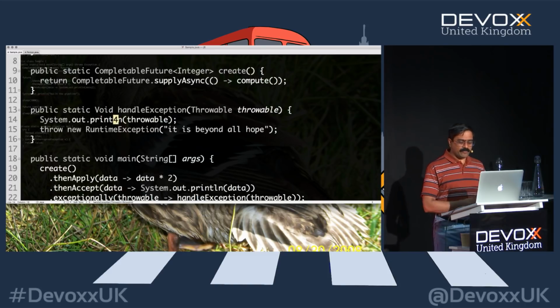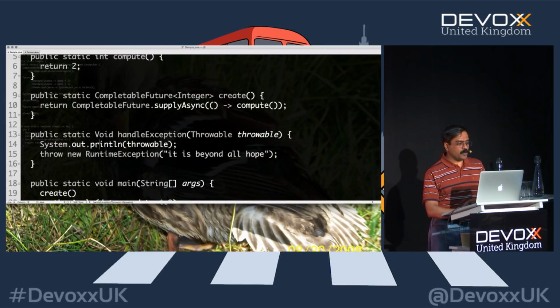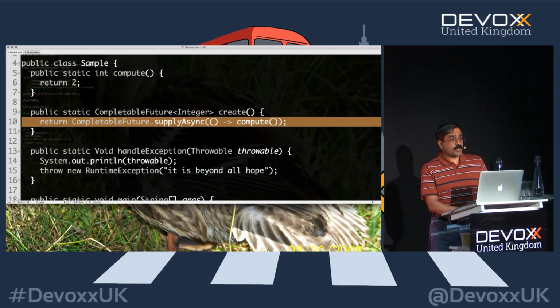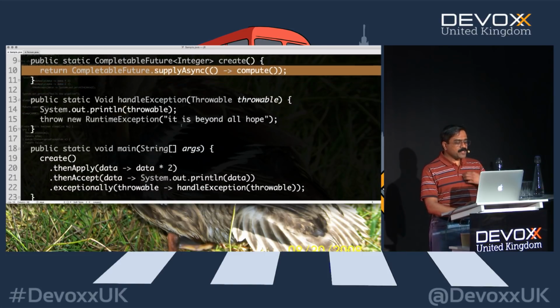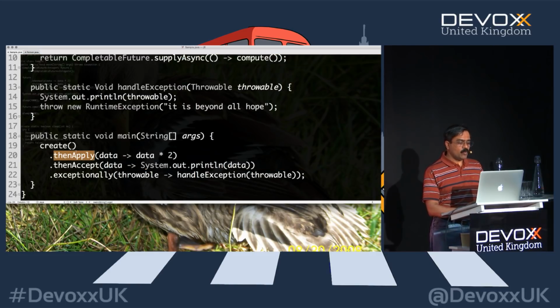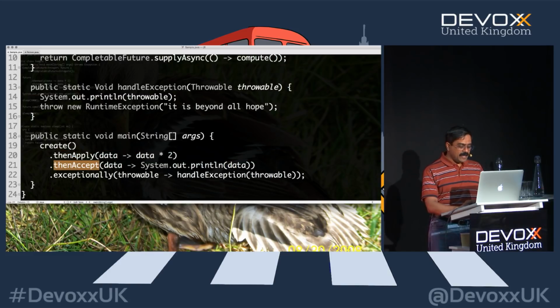Okay, so it printed a 4. But what is this really heading towards? Notice in this example, our compute method returned a true. That resolved the completable future. And because it resolved the completable future, we came to the nearest then, which is transforming it from 2 to 4. And the next nearest then is printing the 4, and that's the result we got.